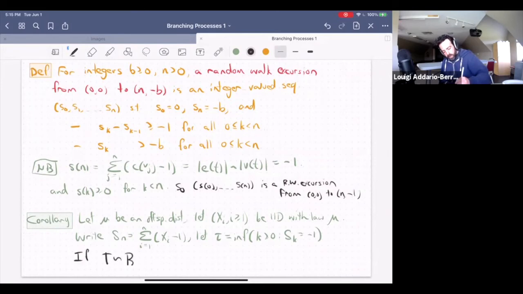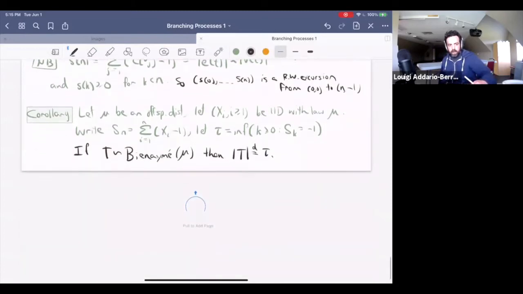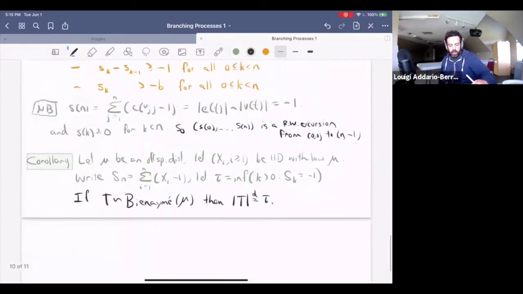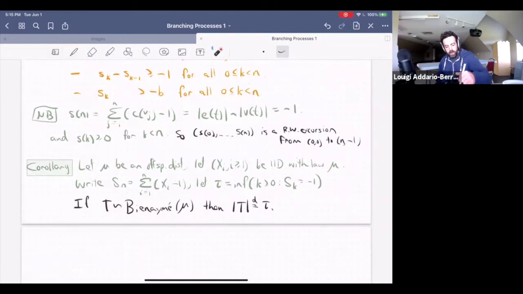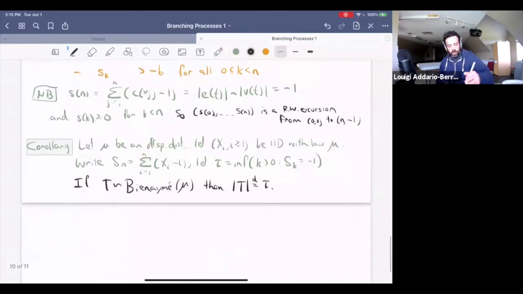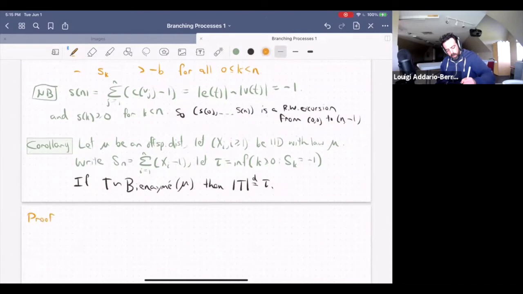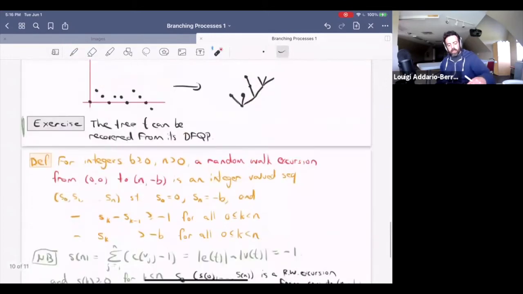So if T is Galton-Watson mu distributed, then the size of T is exactly distributed as tau. Is the statement clear? So effectively, what the statement is saying is that you can think of a sequence of IID random variables with law mu as corresponding to the lexicographic ordering of the sequence of numbers of children in a Galton-Watson mu tree. That shouldn't feel too surprising when it's stated like that. The only thing to be a little bit careful about in the proof is that this bijection only works for finite trees.